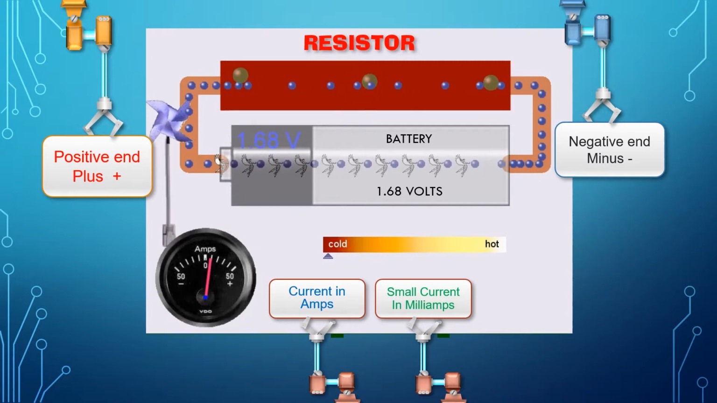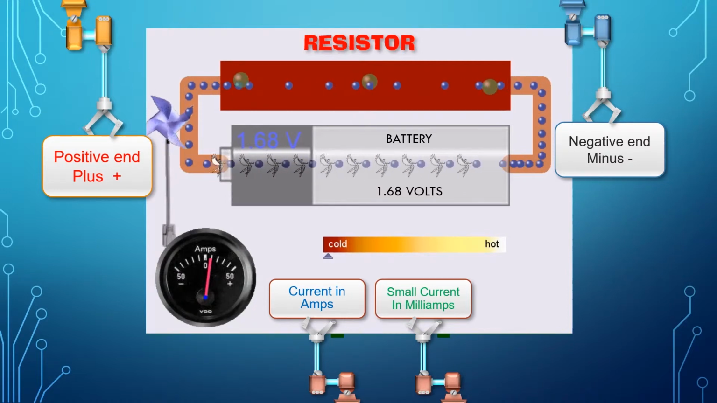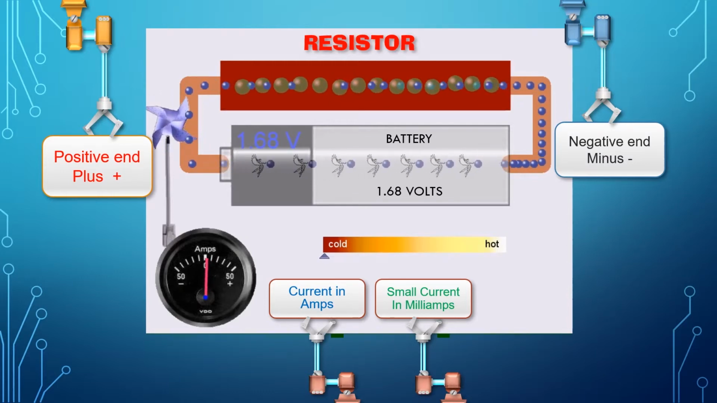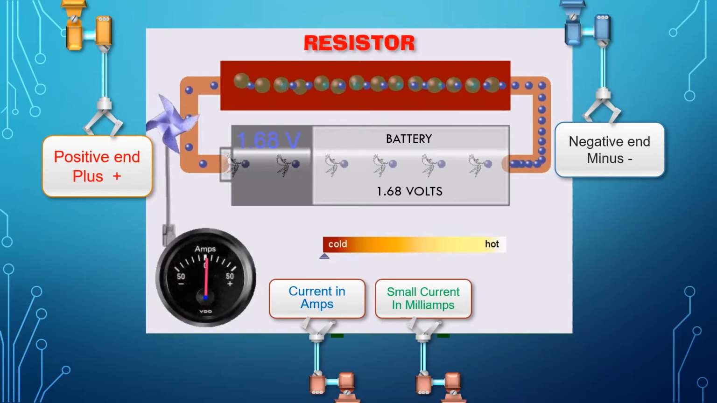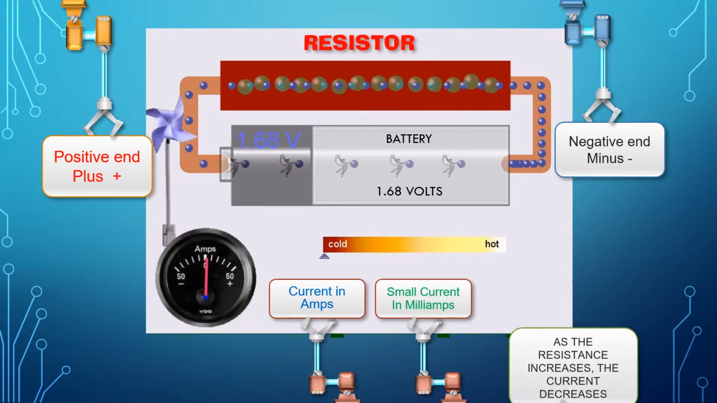Now look what happens when we increase the resistance. The pinwheel that drives the ammeter is slowing down, and the current is being restricted. At this point, the meter is reading about 1 amp. As the resistance increases, the current decreases. How cool is that?